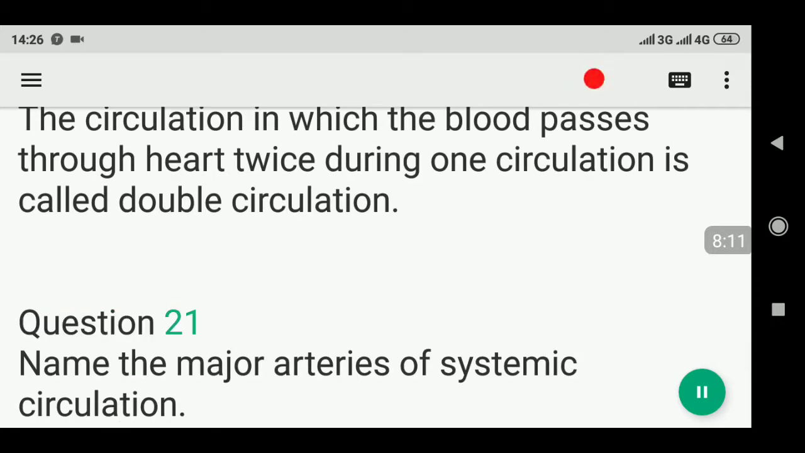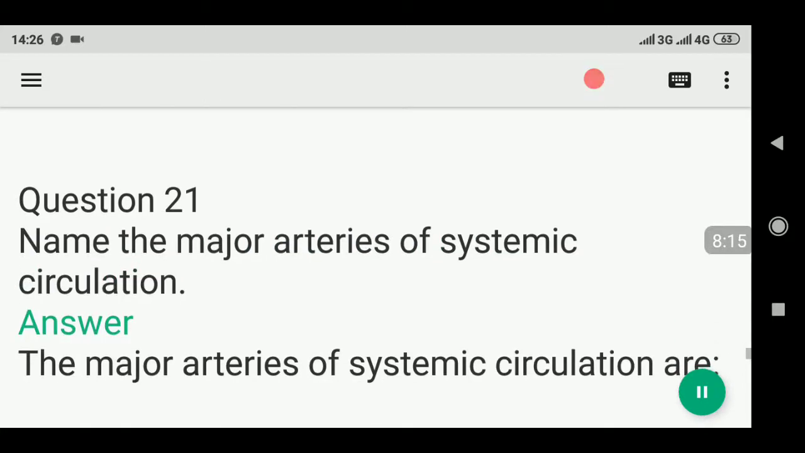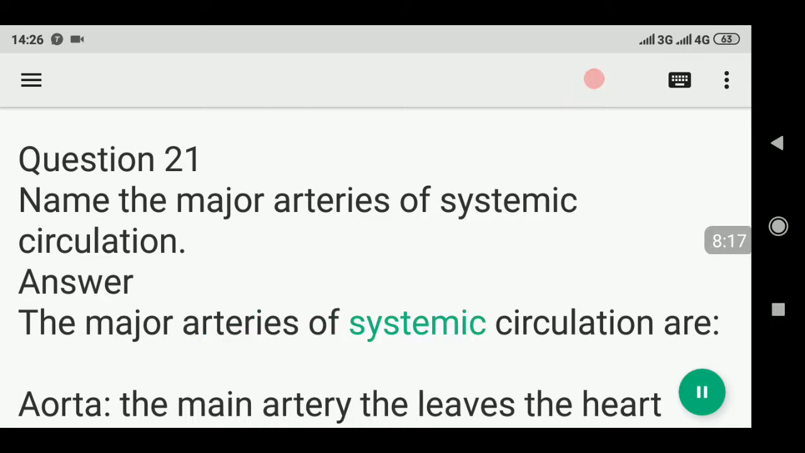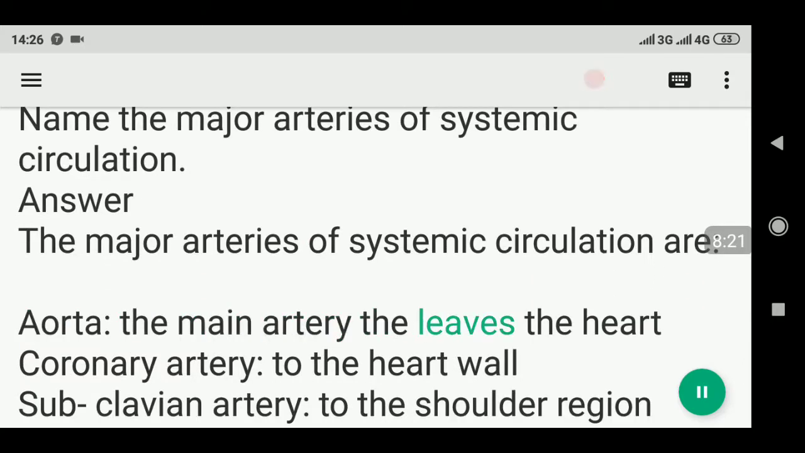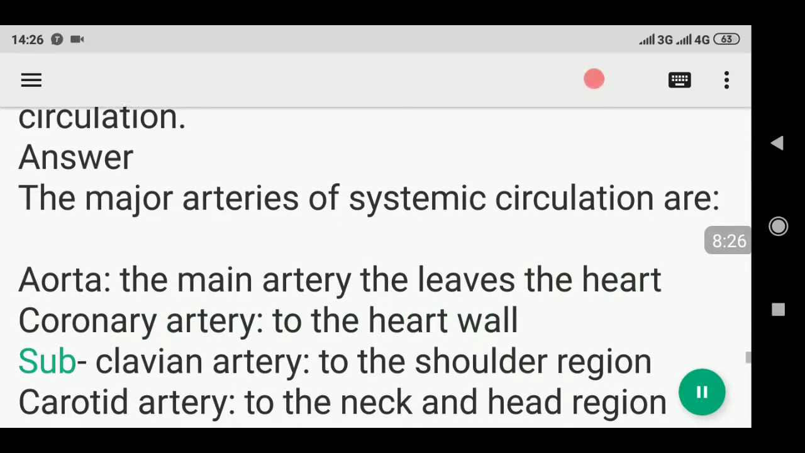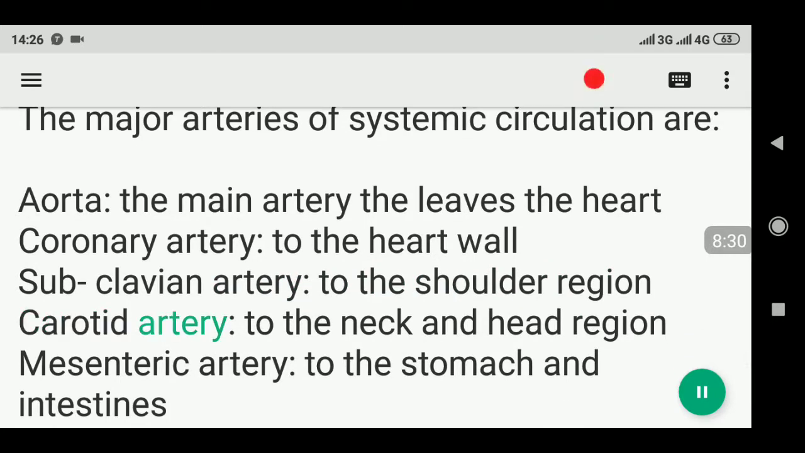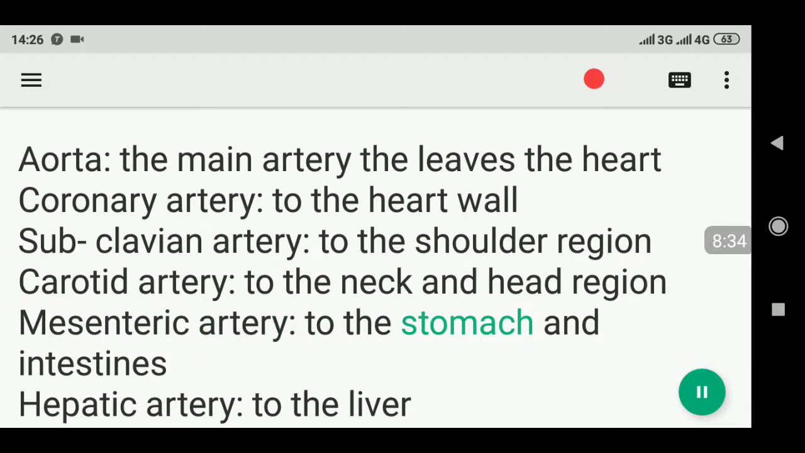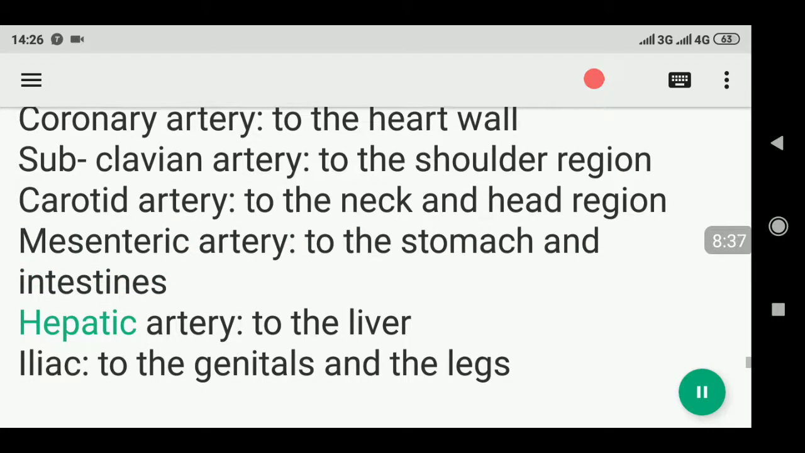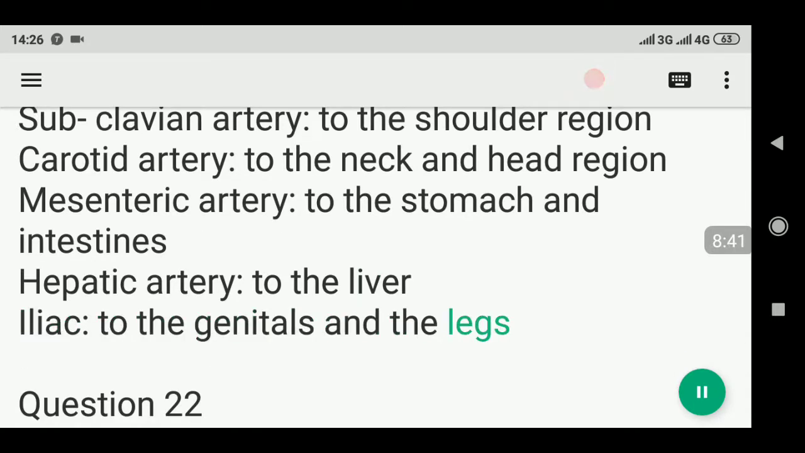Question 21. Name the major arteries of systemic circulation. Answer. The major arteries of systemic circulation are: aorta, the main artery that leaves the heart; coronary artery, to the heart wall; subclavian artery, to the shoulder region; carotid artery, to the neck and head region; mesenteric artery, to the stomach and intestines; hepatic artery, to the liver; iliac artery, to the genitals and the legs.